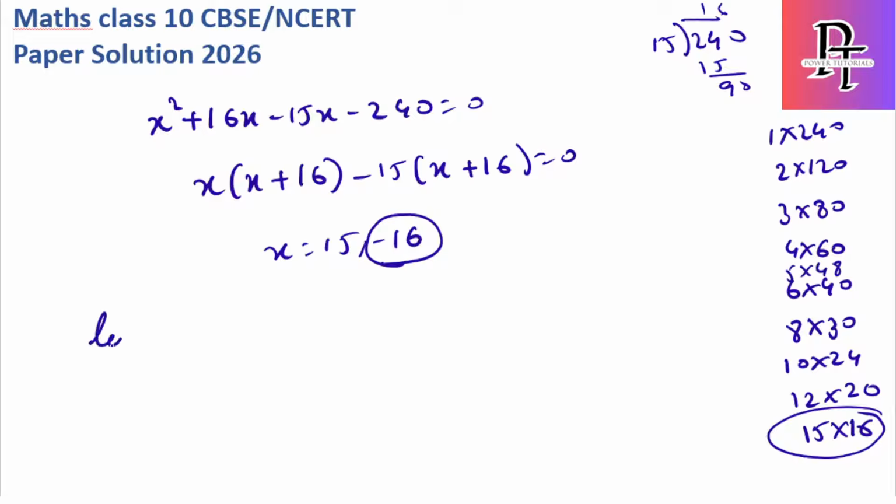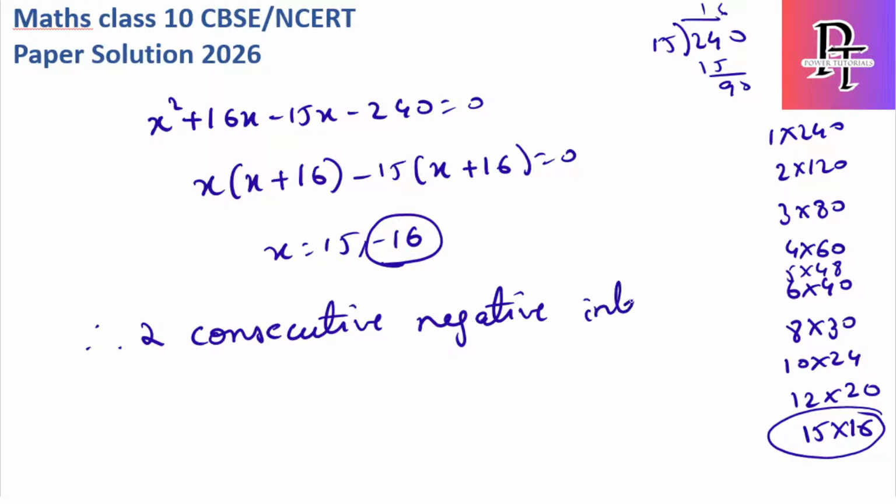So therefore the two consecutive negative integers are minus 16 and minus 16 plus 1, which is nothing but minus 15.